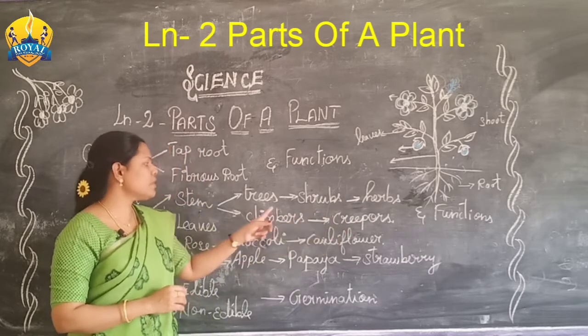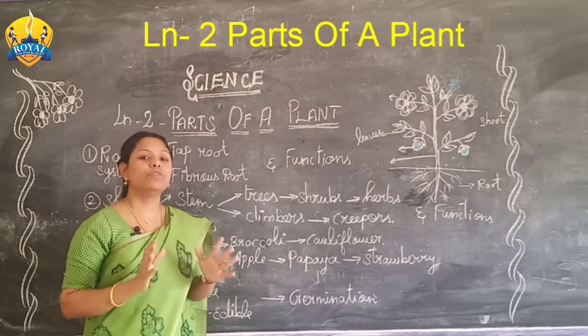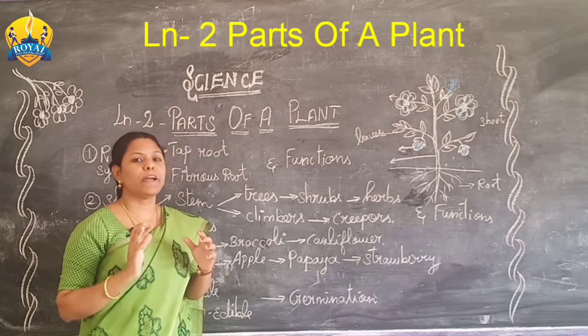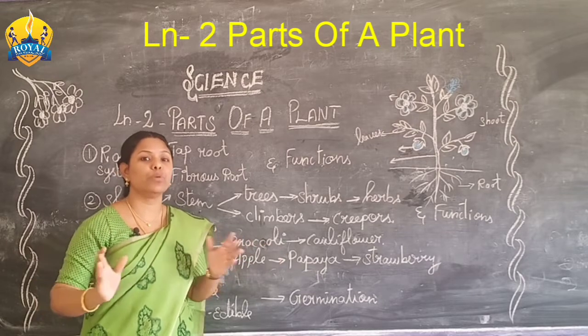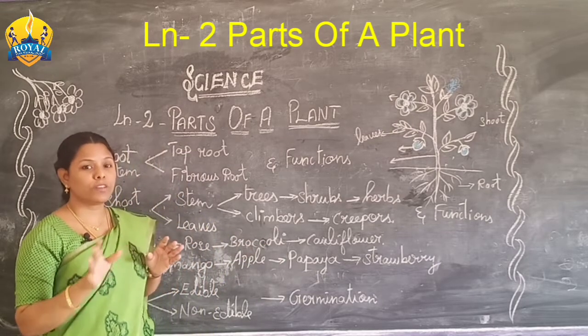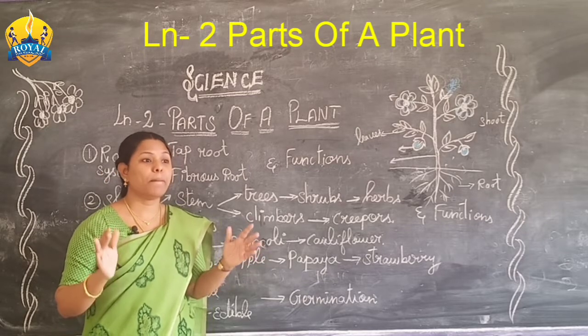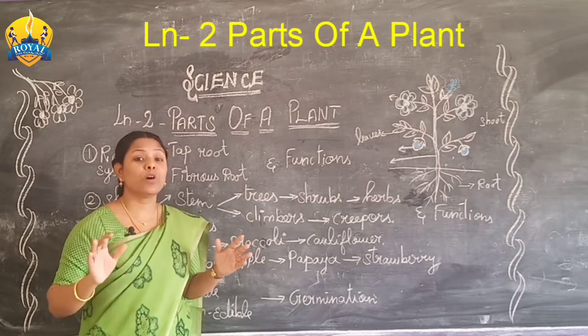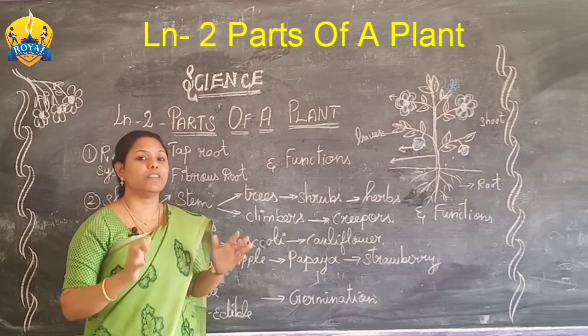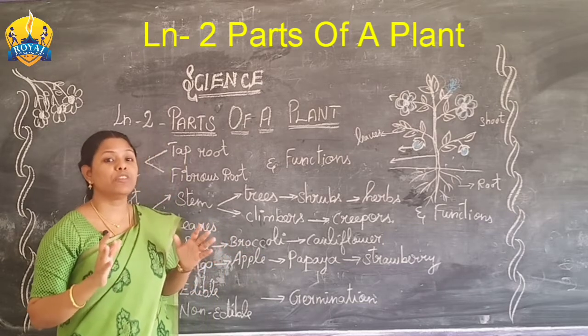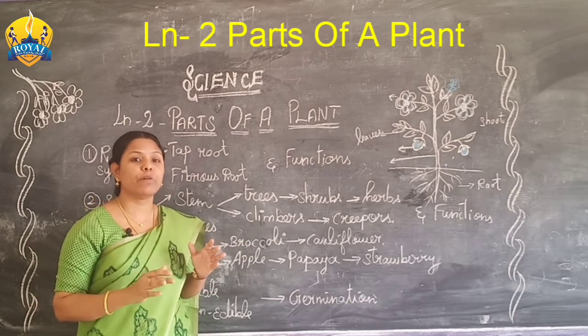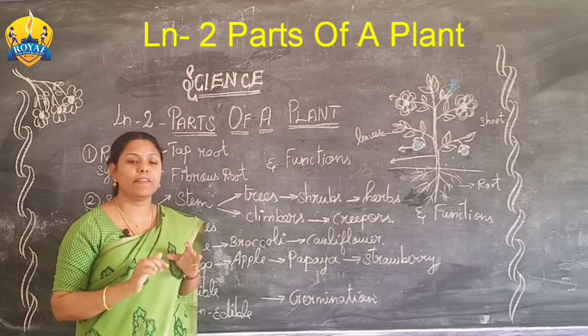The first one is trees. What are trees? They are the big trees you can normally see in your surroundings, for example neem tree, mango tree, banyan tree. These trees have a big trunk and they live in the world for many years.